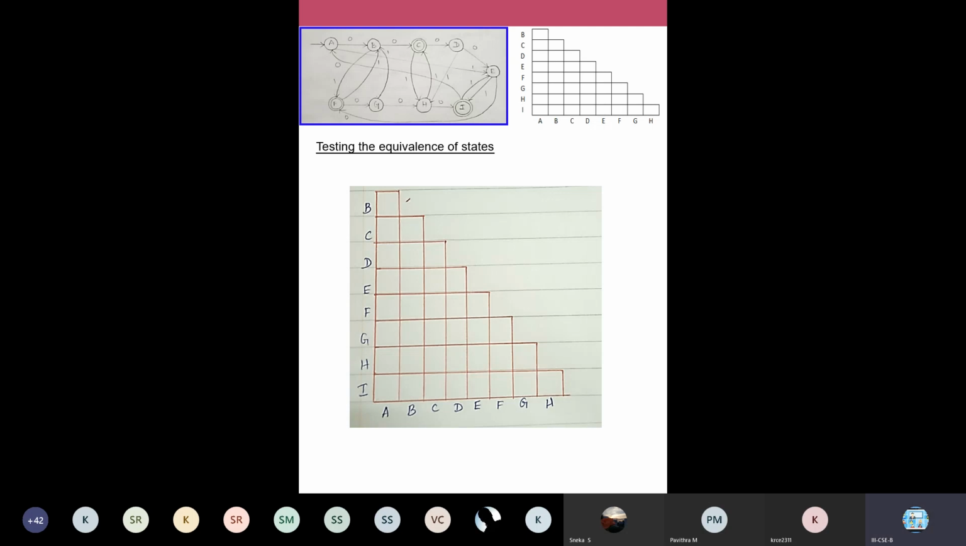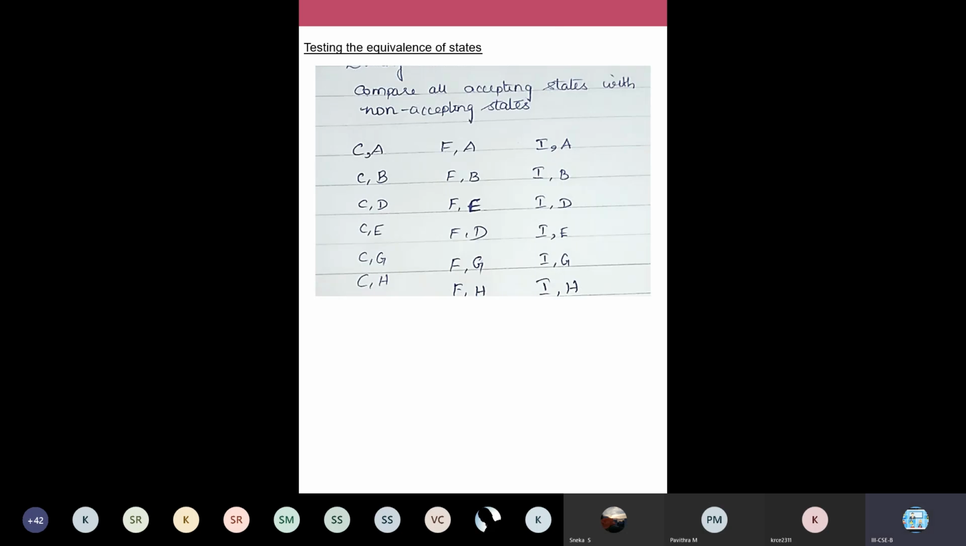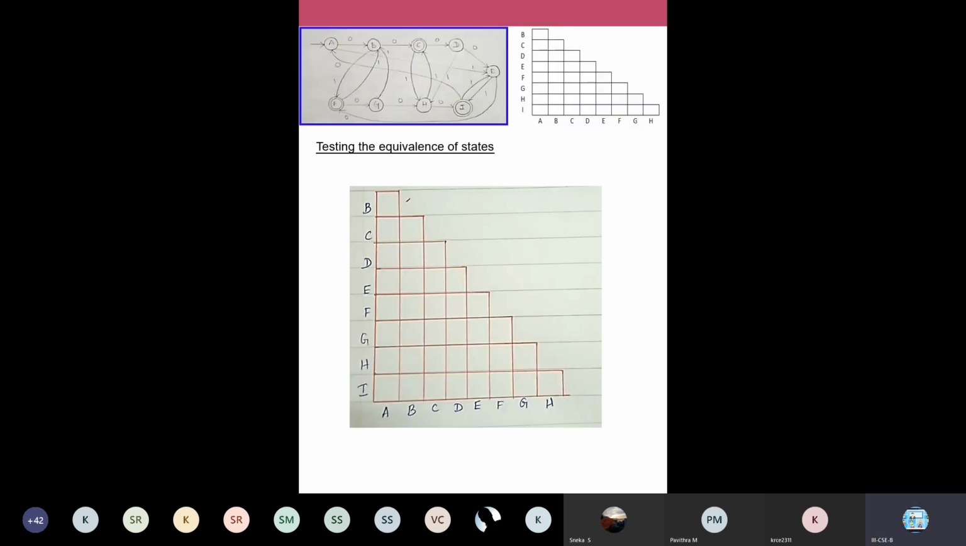When you are naming your states, writing the 8 rows on the left hand side, you leave out the first state A and write B C D E F G H I, starting from B. For columns you start from A and leave out the last state. Then you'll get all the combinations. Draw this table and do the numbering and naming. Inside this table only you're going to mark which states are equivalent.